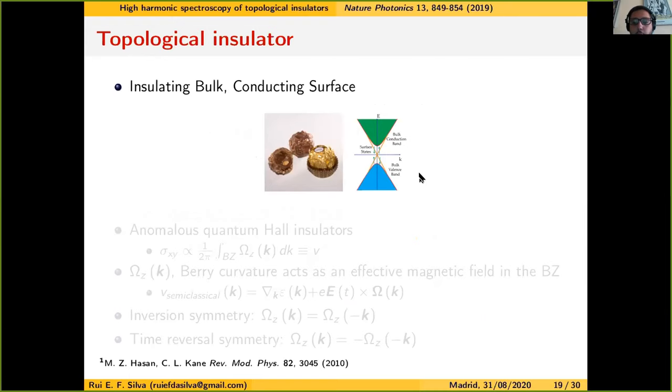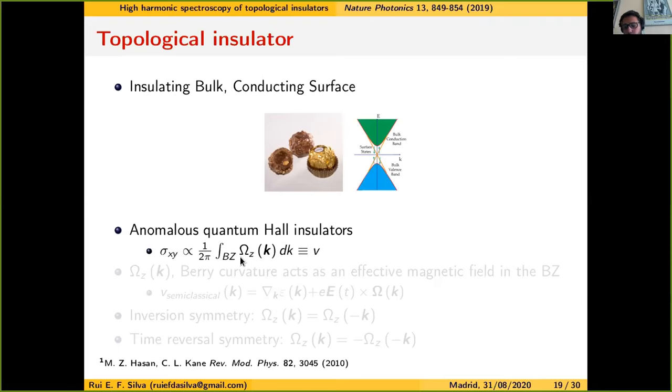But as soon as you go and see the surface states, you see that you have some surface states that lie within the Fermi energy. And these surface states are responsible for the conducting properties of the surface in the topological insulator. In particular, we are going to focus on the anomalous quantum Hall insulators. That is, we have a Hall resistance without a magnetic field, and this Hall resistance is quantized and is proportional to the Chern number, that is just the integral over the Brillouin zone of the Berry curvature.